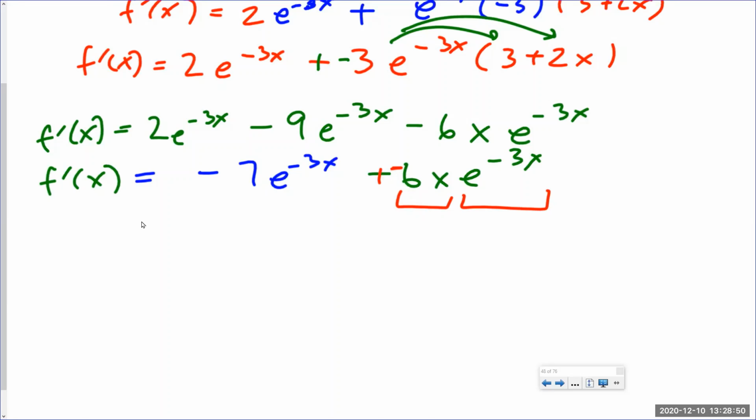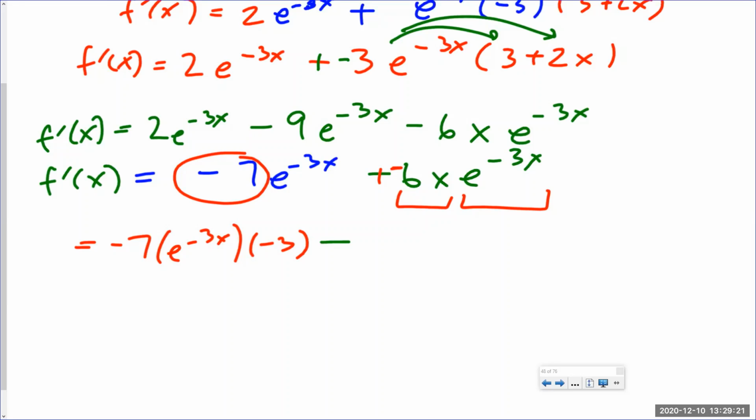The derivative of this right here, what's the derivative of negative 7 times e to negative 3x? This negative 7, do you see it's just a scalar, right? So I'm just going to pull it to the front and then remultiply it. What's the derivative of e to negative 3x? It's e to the negative 3x times what? Negative 3. Okay, so there's my first derivative. On the right side, I'm going to do a plus sign because that's this plus sign here. Then it's the derivative of the first. So the derivative of negative 6x, which is negative 6.